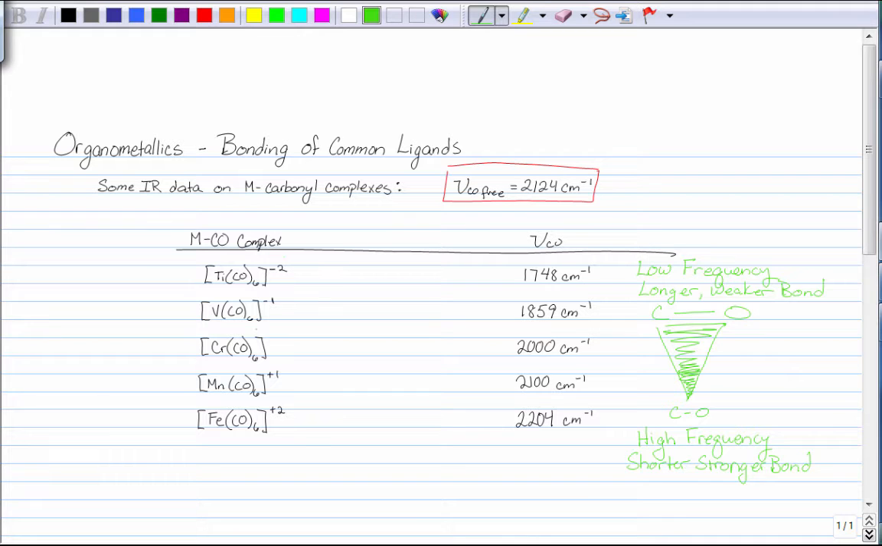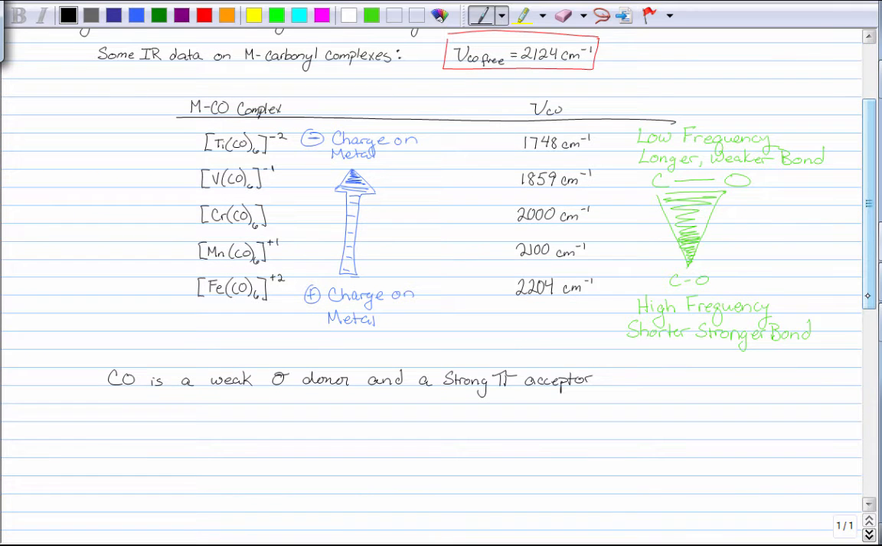They are also arranged according to the charge on the metal ions. You'll notice at the top here that we have the metal complex that has the most negative charge, and towards the bottom we have the metal complex with the most positive charge. So now I'm going to explain these observations with the fact that the carbonyl ligand is both a sigma bond donor and a pi acceptor. The carbonyl ligand is a weak sigma donor and a strong pi acceptor. And I'm going to draw the sketches of those two interactions with the metal d orbitals.